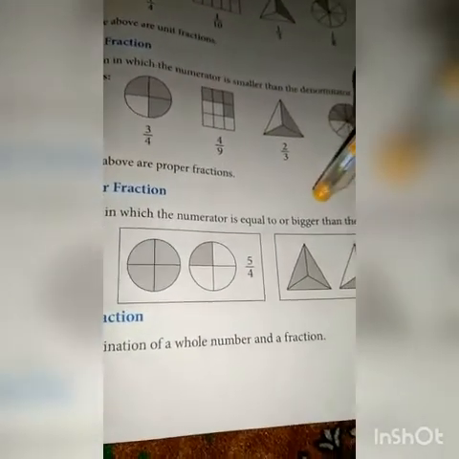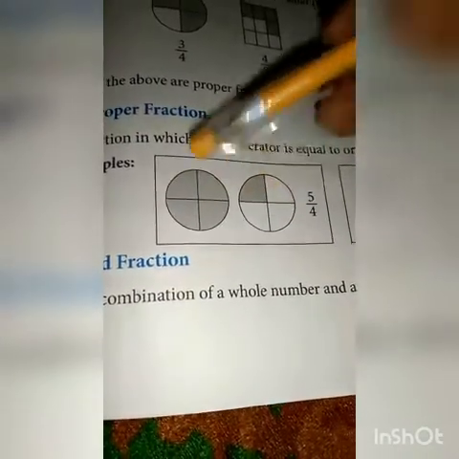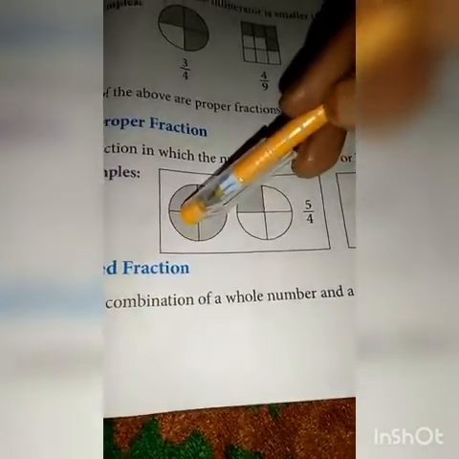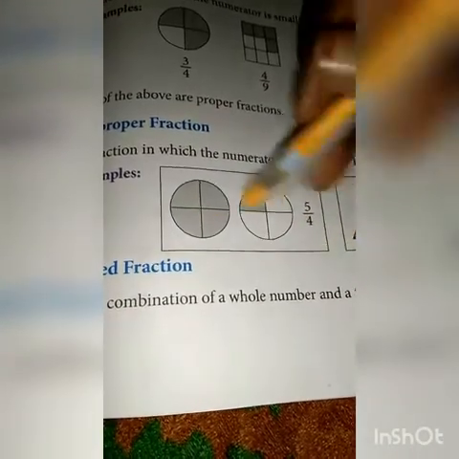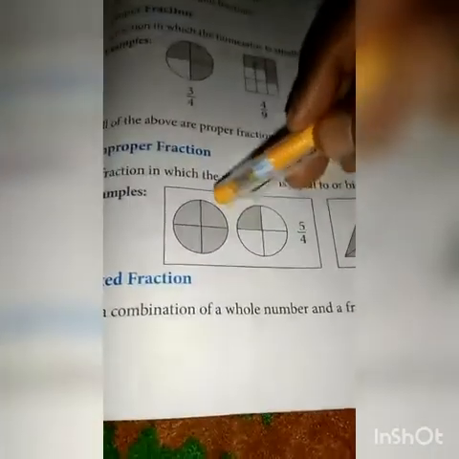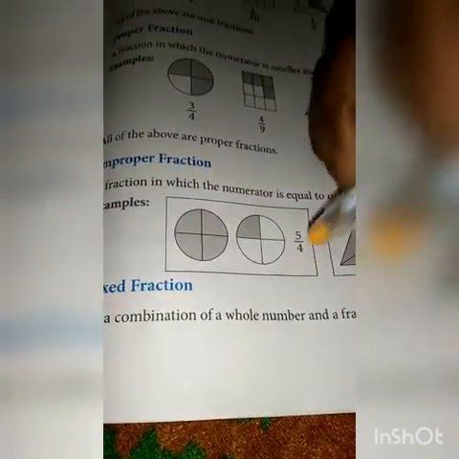Now improper fraction. A fraction in which the numerator is equal to or bigger than the denominator is known as an improper fraction. For example, two circles are given. There are total 4 parts in this and 4 parts in this. So the total parts in one circle are 4 only, but you can see 5 parts are shaded here. So 5 upon 4 is the fraction, and 5 is greater and 4 is smaller. So this 5 upon 4 is an improper fraction.